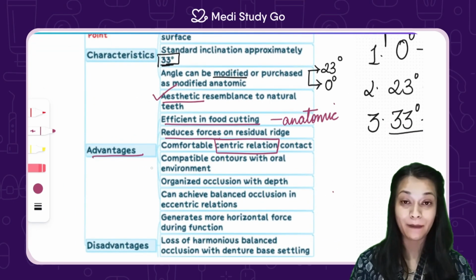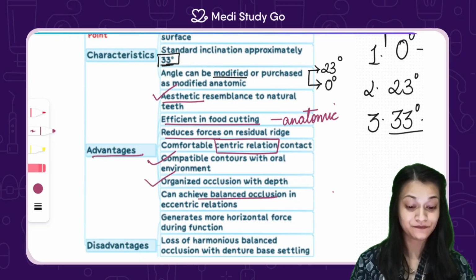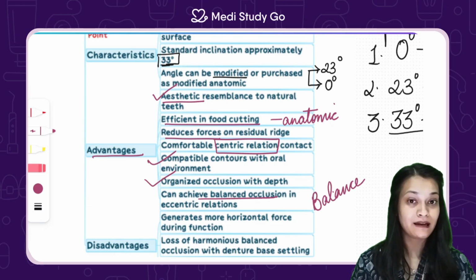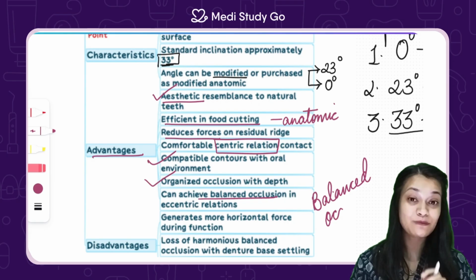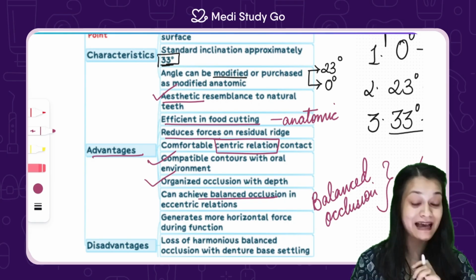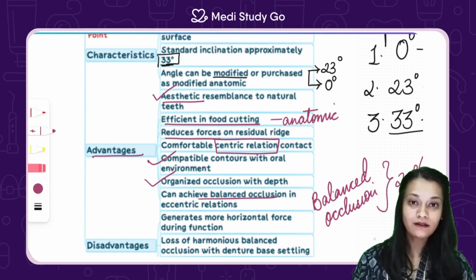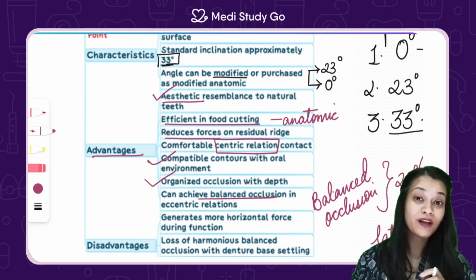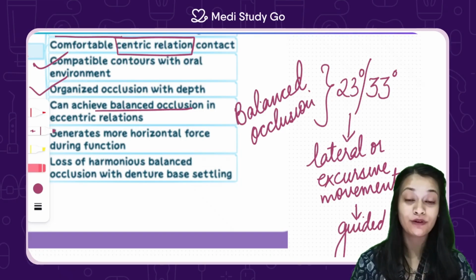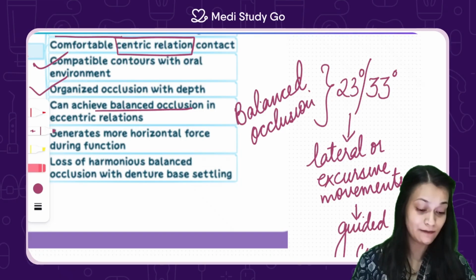It is going to be compatible with your oral environment, and at the same time, when I talk about balanced occlusion, I know that balanced occlusion will always be in integration with your cuspal angulation. So it is either 23 degree or 33 degree that is going to govern and help us arrange the teeth in a balanced occlusion design, because the slopes are going to govern your excursive or lateral movements.